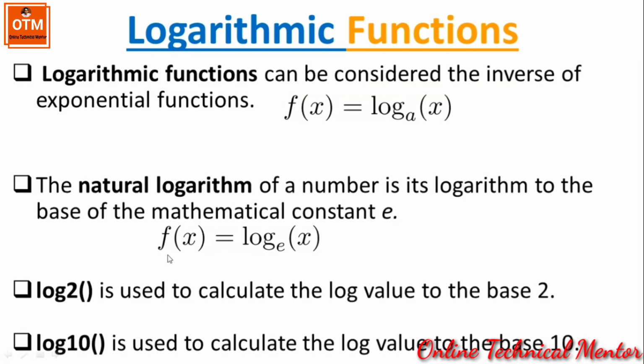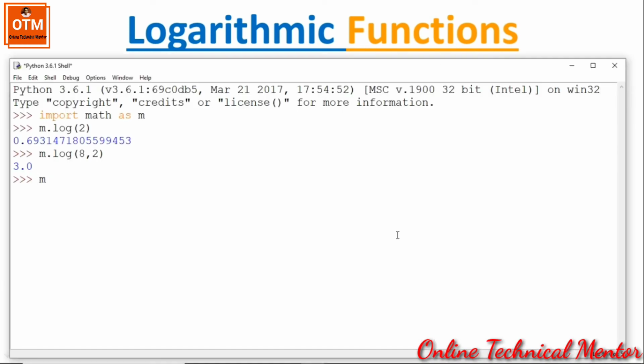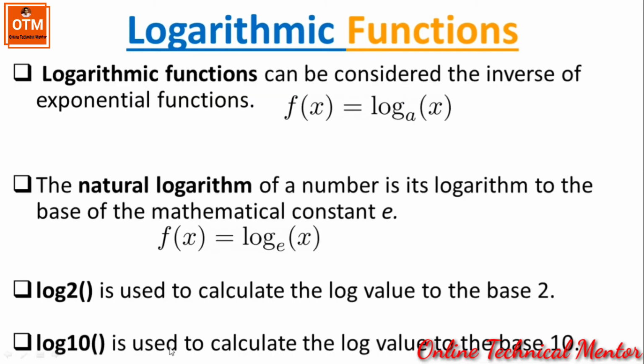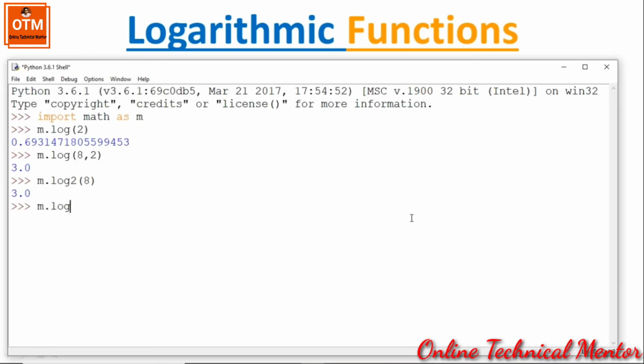Now separate functions are provided for log base 2 and log base 10. If you write m dot log2 within brackets 8, it will give you the same value, 3.0. So when you are writing log2, it is considered as log of this 8 with base 2. Similarly, log10 is used to calculate the log value to the base 10. Now if I write m dot log10 within brackets, say 100, it will be log of 100 to the base 10 and it will give you 2.0. So this will be sufficient for you.